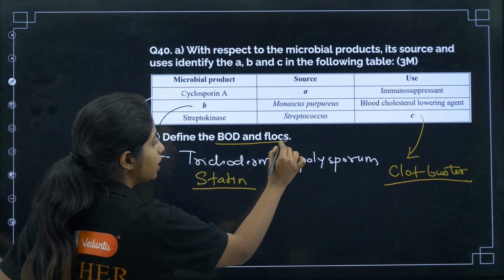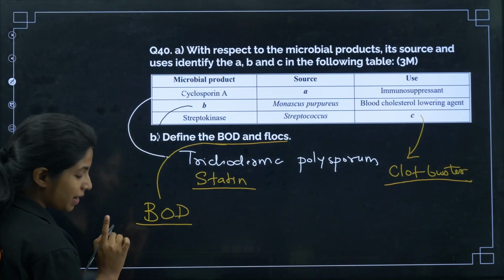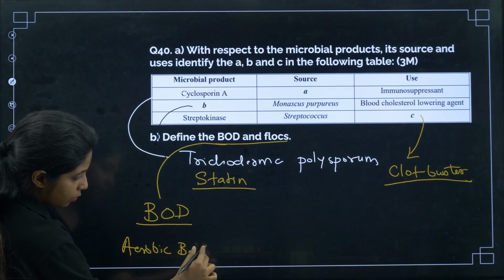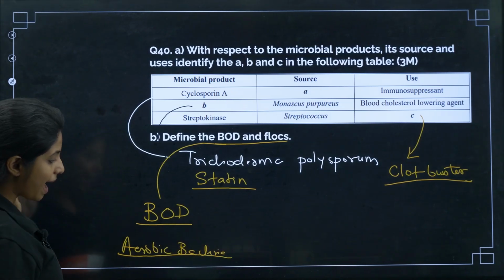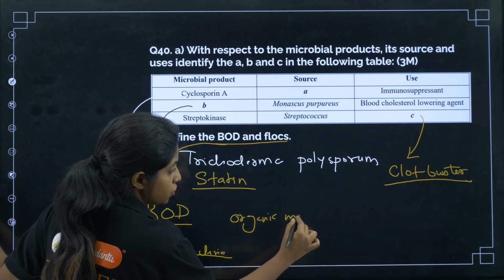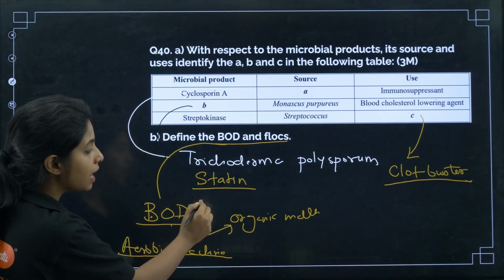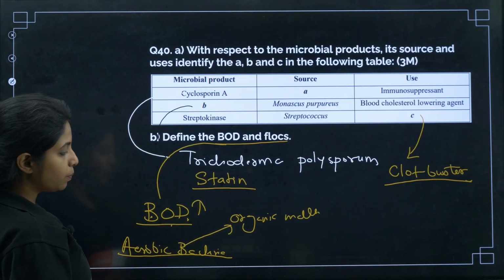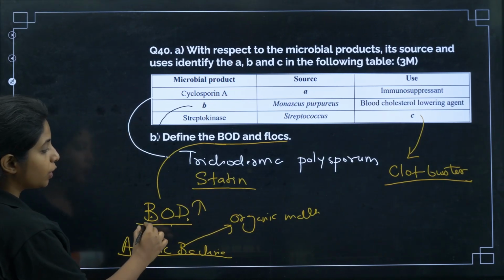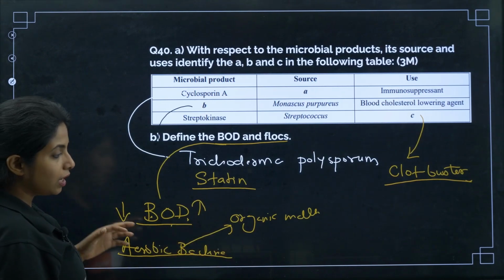Now, you have defined BOD and Flocks. What do you mean by BOD? BOD is biochemical oxygen demand. So, for example, I'll tell you a story. There's an aerobic bacteria, okay, whose name is PUC. Now, PUC says, I need oxygen to break down organic matter. So, at this point of time, the biochemical oxygen demand is high for oxygen. Now, suppose PUC broke down so much organic matter. At this point of time, obviously, the biochemical oxygen demand will be less because there is not much organic matter left to be broken down.